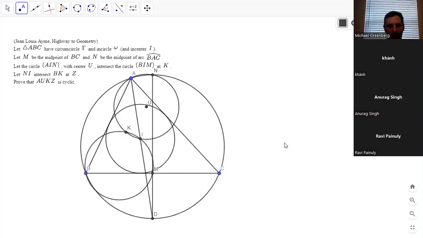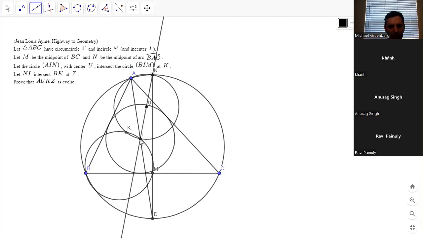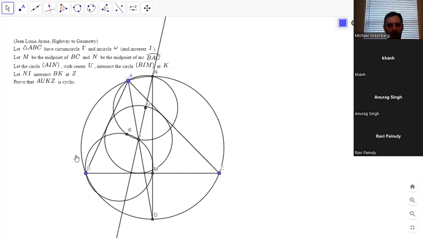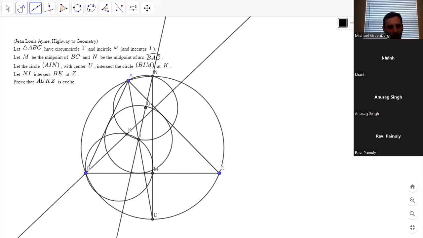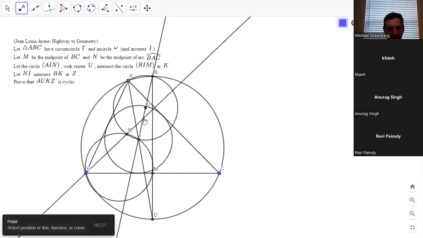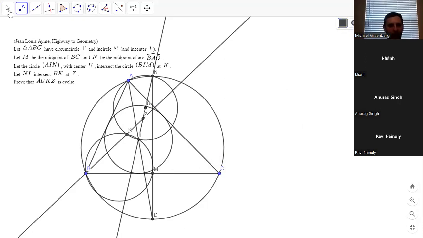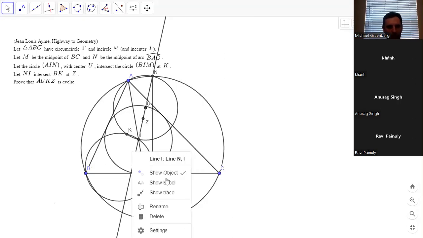And then NI intersects BK at Z. So it looks like N, U, and I are collinear. That's obvious because this is a right angle. So NI intersects BK at Z. And we want to show AUKZ is cyclic. Yeah, this doesn't look that hard, but we'll see. So let me make these segments.